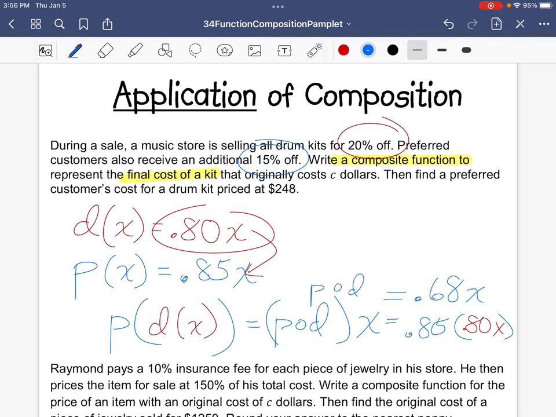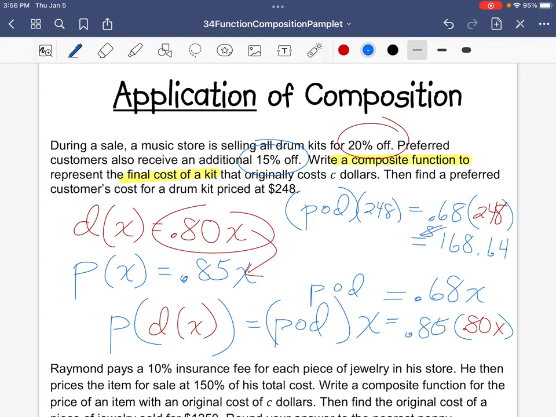And again, it's technically P of D. So I can use that discount equation, P of D, to figure out how much a drum kit's going to cost. It's $248. Basically, just take 0.68 times 248. It's like I'm getting both discounts at the same time, and when I get both discounts at the same time, I'm going to pay 68% of the original cost. 68% of 248 is 168. Not bad.